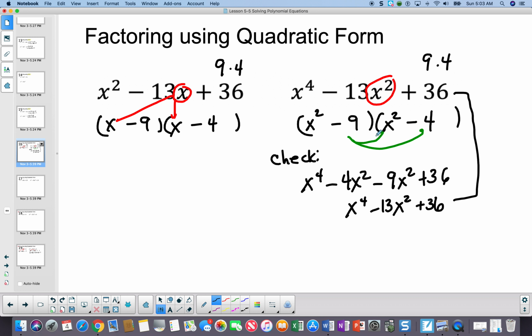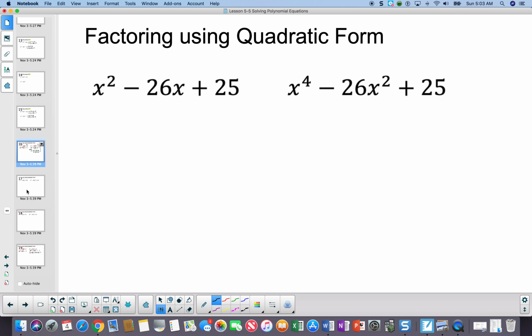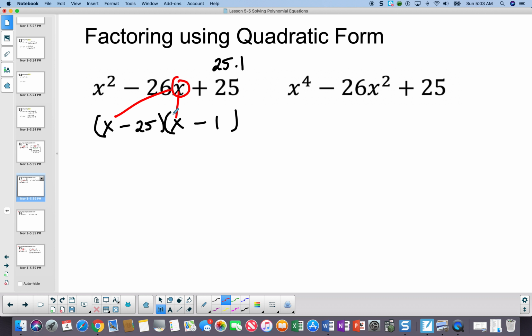So what we're doing is we're treating this in quadratic form. Let's look at that again. This is a quadratic form. Let's go and factor it the way we would have done in the quadratics chapter. And this is going to be 25 times 1, so it's minus 25 minus 1. Okay, and remember, you're going to use this idea of putting the x in both of those spots here. This is quadratic form as well. So I'm going to take this right here, and I'm going to write it x squared, and it's the same problem. I'm going to use minus 25 minus 1.